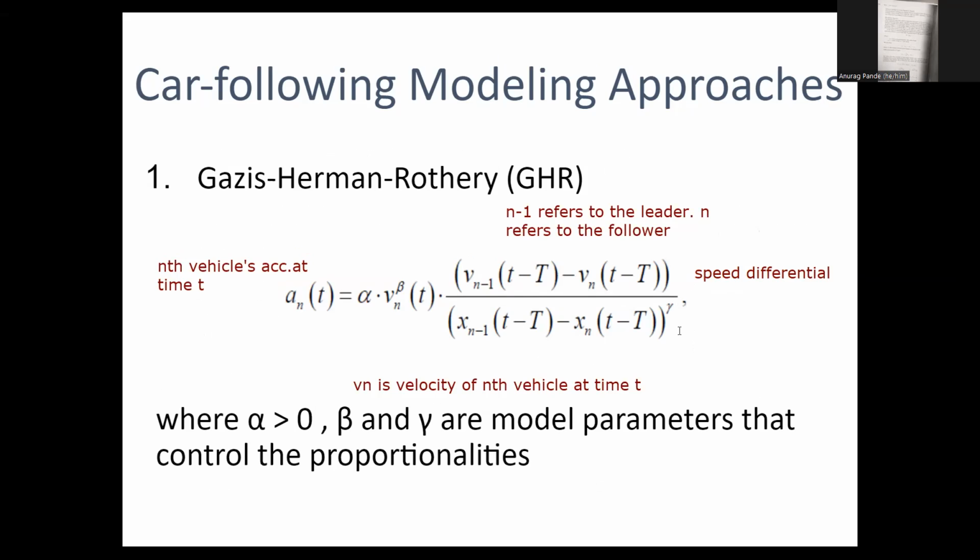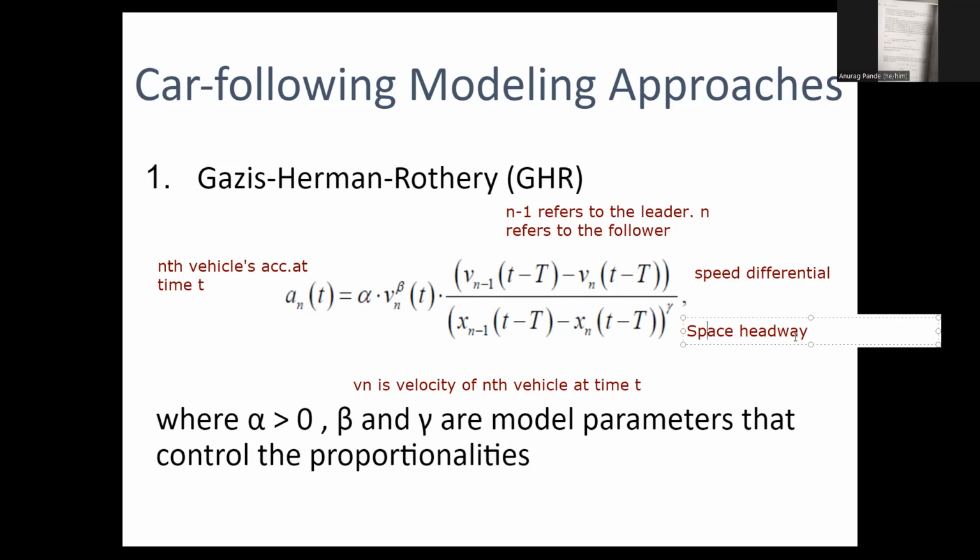And the denominator is sort of location differential, or I should probably say space headway. It's not directly space headway, but some function of space headway raised to power gamma, which could be another constant. So these alpha, beta, and gamma are three parameters of the model that are constant. Okay. And then the denominator is space headway.